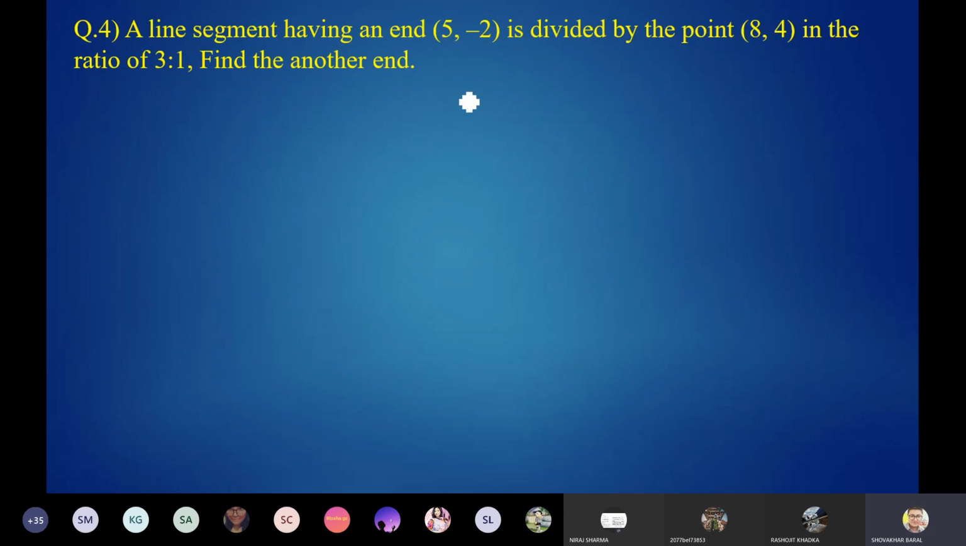Try to solve this question yourself and tell me the answer. It has one end 5, minus 2 and it is divided by the point 8, 4, and you need to find the other end. Let us suppose it is A, B. And this point divides the line segment in the ratio 3:1. Find the coordinate of this point.